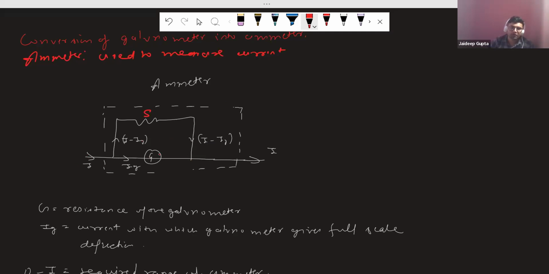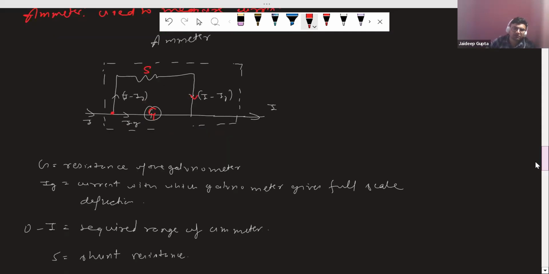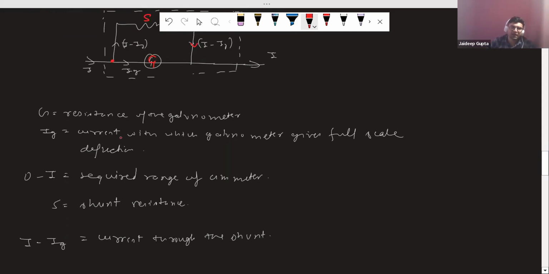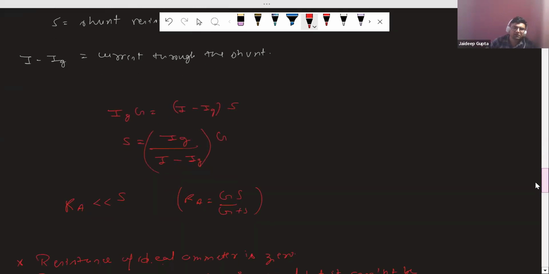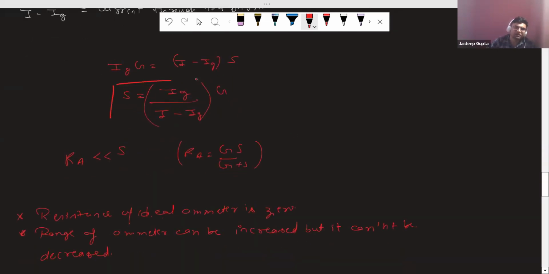Let I be the total current. This is the galvanometer, so the current divides at this junction. Ig is the current in the galvanometer, and I minus Ig is the current passing through the shunt. G is the resistance of the galvanometer. Ig is the current with which the galvanometer gives full scale deflection. 0 to I is the required range of the ammeter. S is the shunt, basically a resistance. Now this is the formula to calculate the shunt. Just remember this formula.